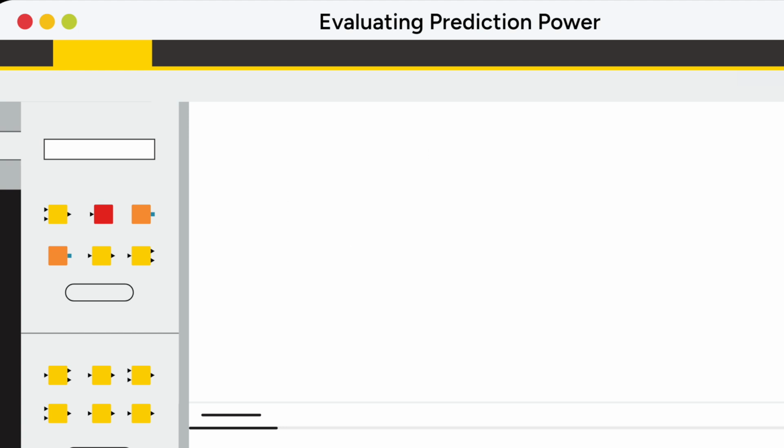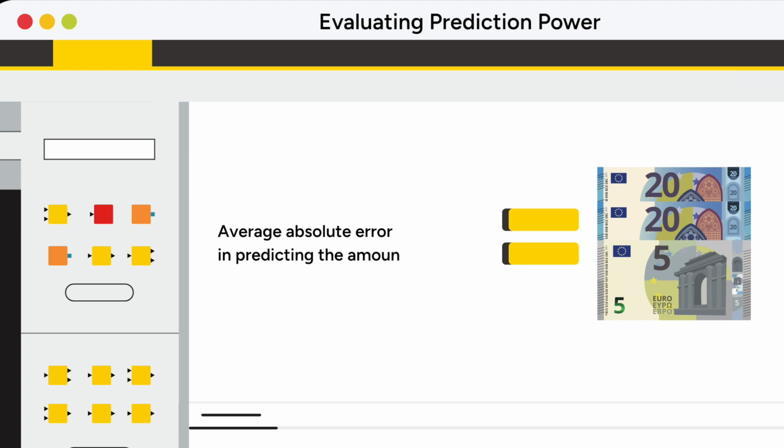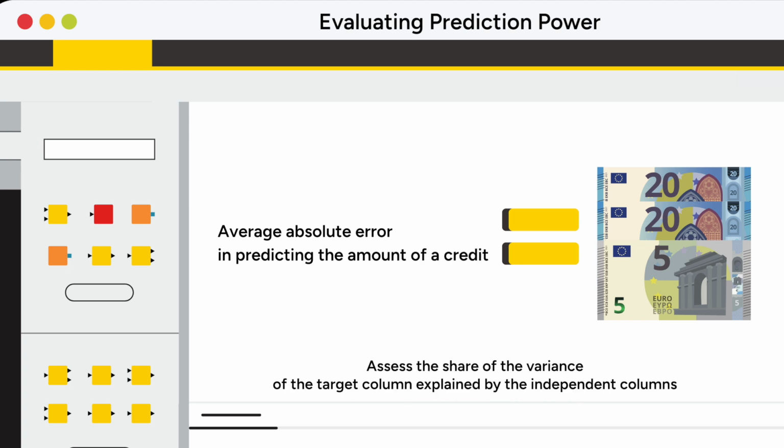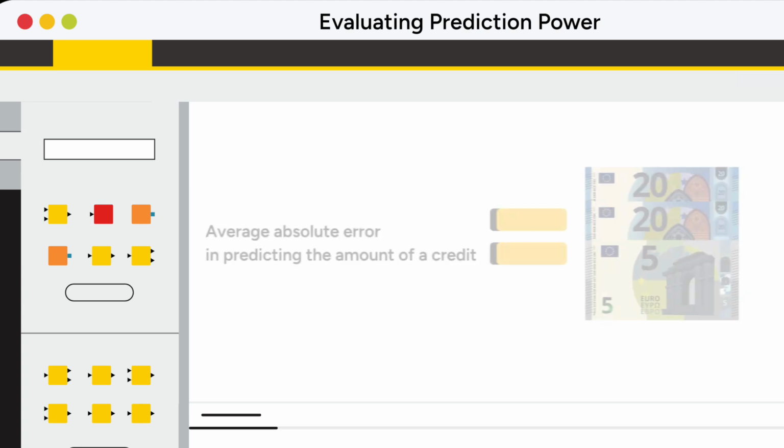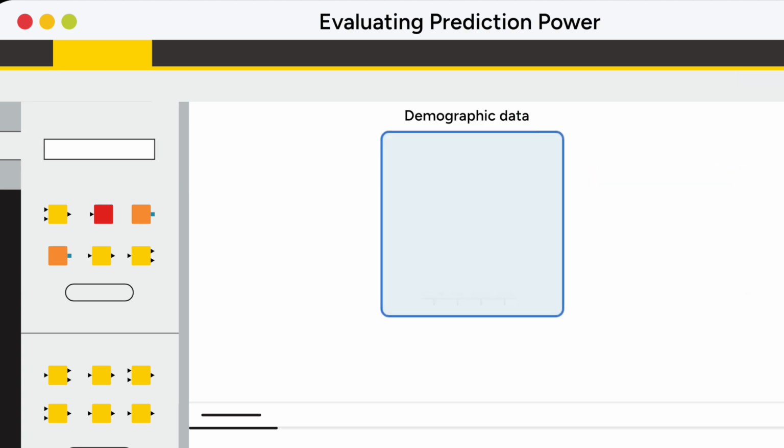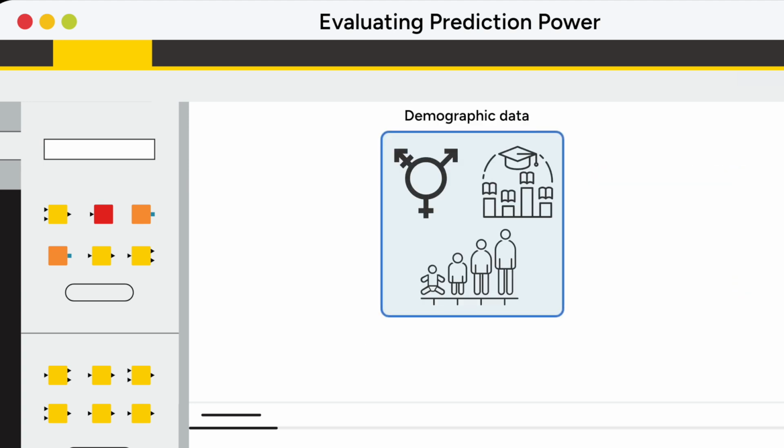For example, in our model, the average absolute error in predicting the amount of a credit is 45 euro. We can also assess the share of the variance of the target column explained by the independent columns. For instance, demographic data like age, gender, and education might explain 75% of the amount of a credit in our model.